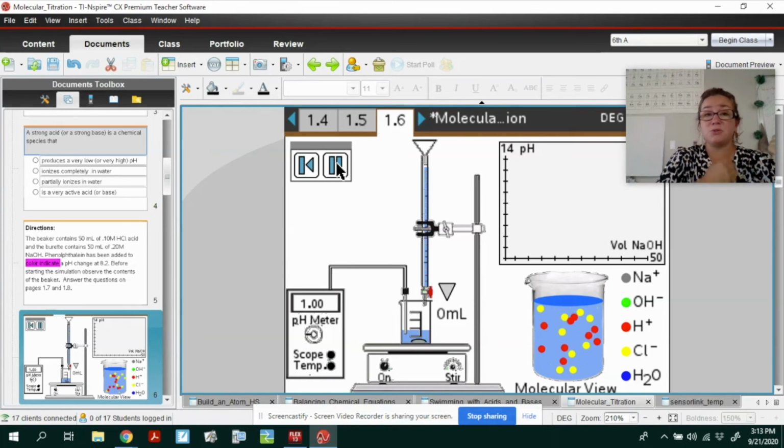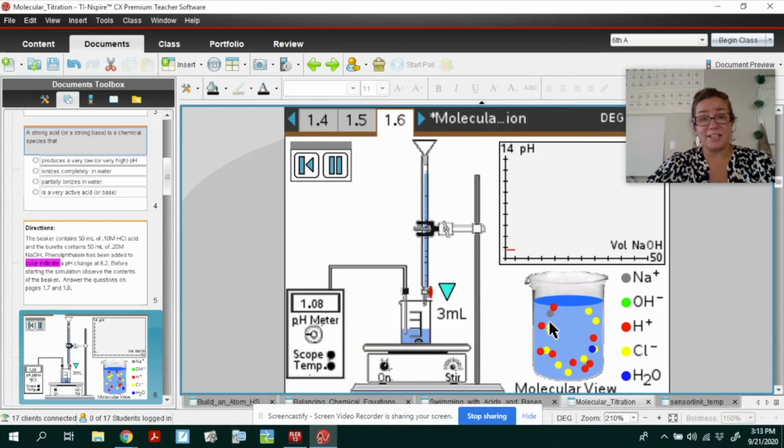If you go back to swimming with acids and bases, we know that's what happens when we put hydrogen chloride in water. If I slowly start adding some sodium hydroxide, I end up with some water and I end up with a sodium ion. So what is happening is we're starting to have some neutralization of that acid and base.